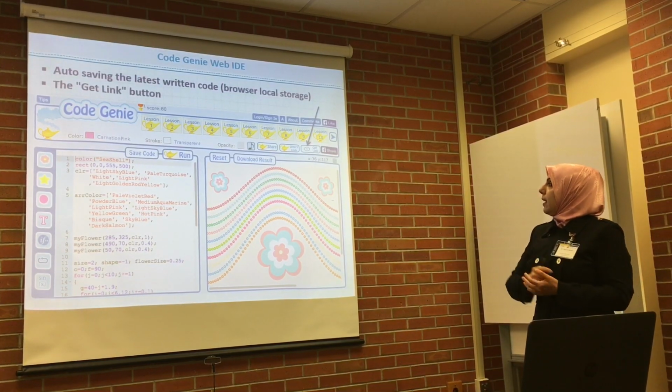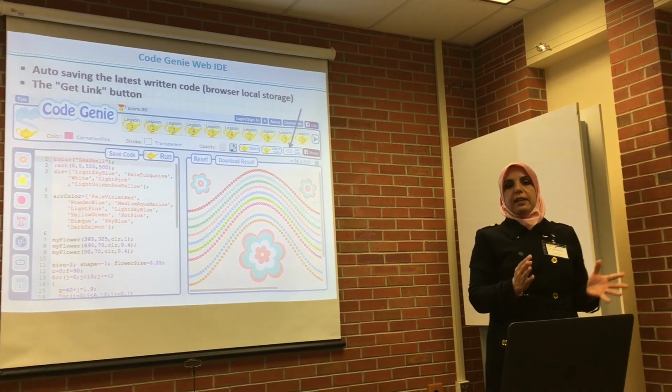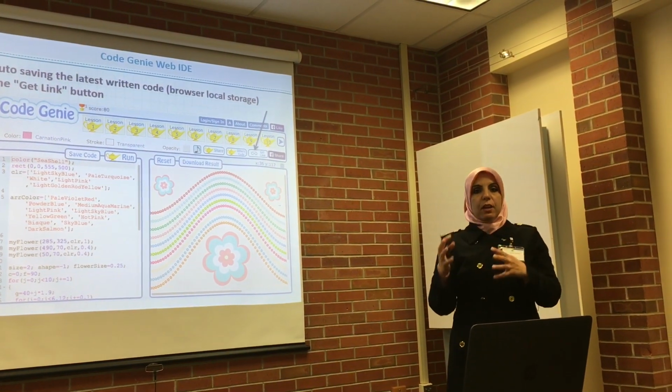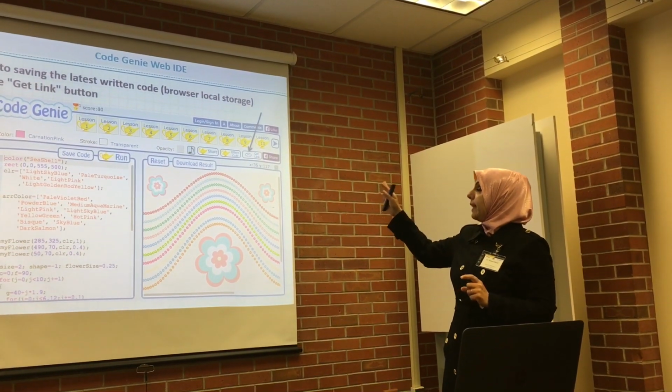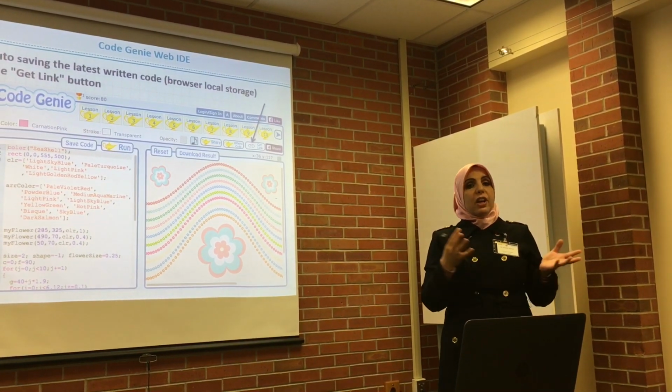So the get link button is for whenever the user wants to share his code. He can write some code, get the result or run the code, then by clicking the get link, he can get a link so he can share it with any social media or any platform.